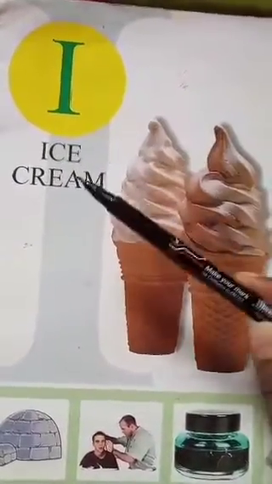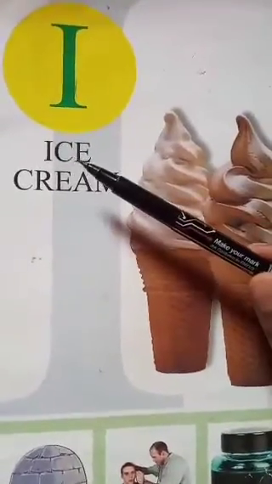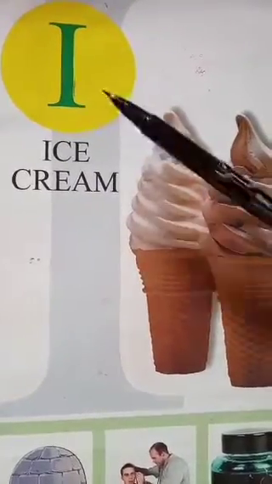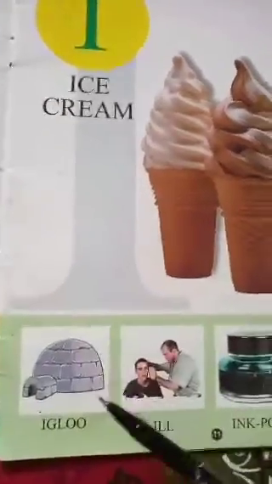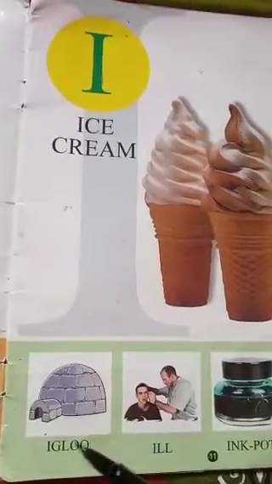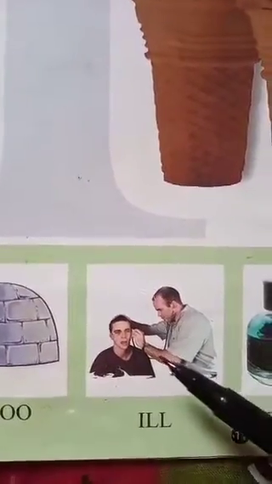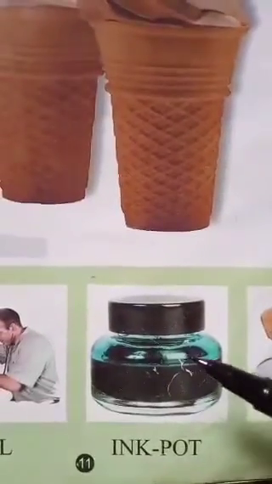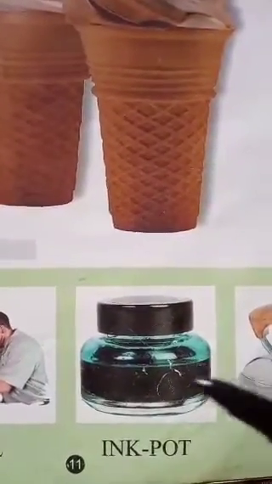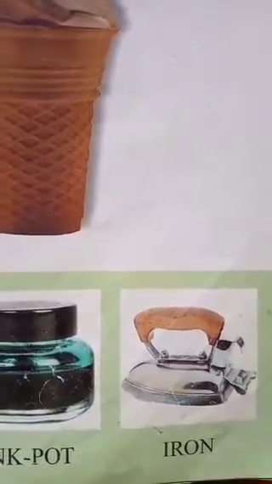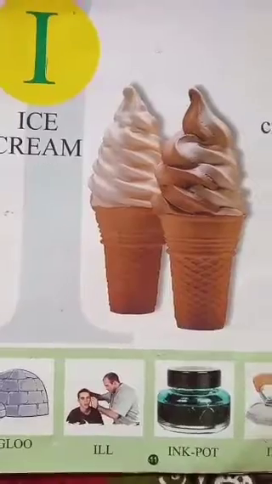I for ice cream. Ice cream. I for igloo. Igloo. I for ill. Ill. I for ink pot. Ink pot. I for iron. Iron. How to write letter I in your English notebook?